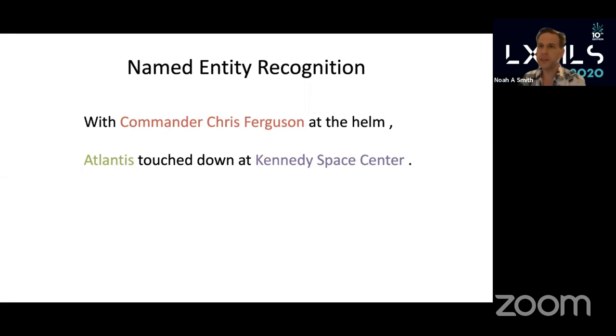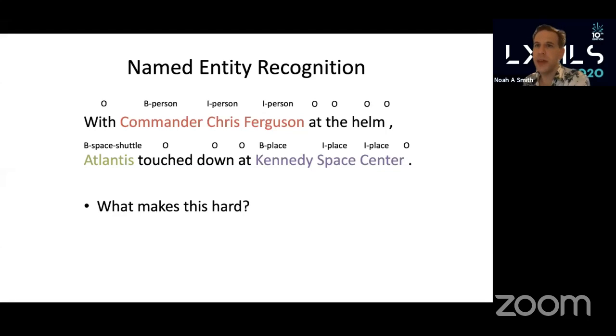Another problem, this one's still actively researched, is named entity recognition, where we have text and we want to identify spans of text that correspond to real-world entities or that refer to real-world entities. We often call the sequence of words the mention, and the entity is not the thing in the text, it's the thing outside in the world that the mention refers to.